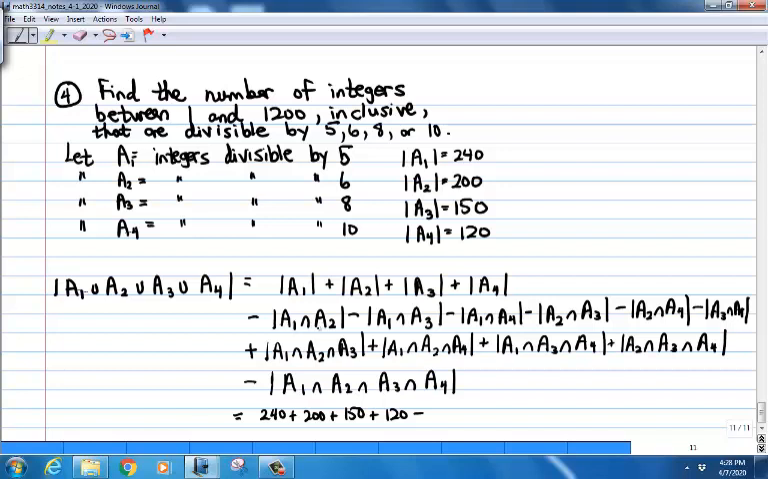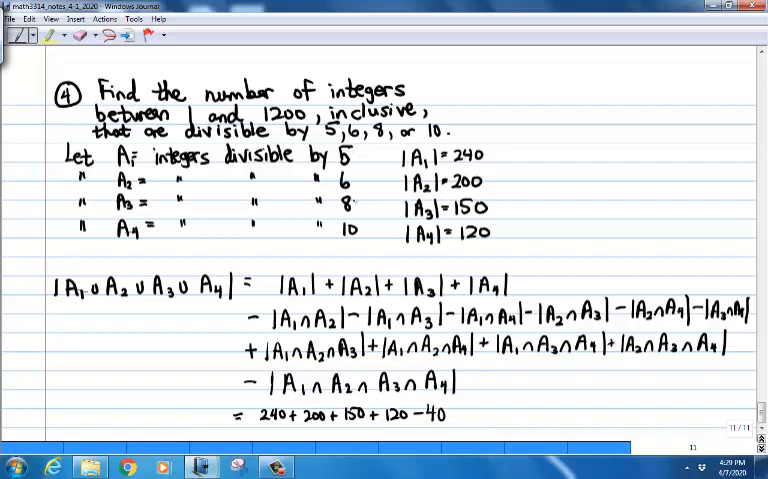the intersection of A1 and A2. So that's numbers divisible by both 5 and 6. If it's divisible by both 5 and 6, that means it's divisible by 30, correct? And how many are divisible by 30? Looks like there's 40 of those. How many of these integers are divisible by 30? It's going to be 1200 over 30, which is 40.